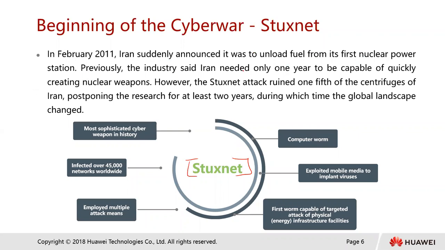Previously, the industry said that Iran needed only 1 year to be capable of quickly creating nuclear weapons. However, with this Stuxnet attack, it ruined 5 of the centrifuges of Iran, postponing the research for at least 2 years, during which time the global landscape changed. So what these guys did, they understood that we don't want Iran to produce nuclear weapons. What do we do? Let us find a way of accessing and corrupting their systems.